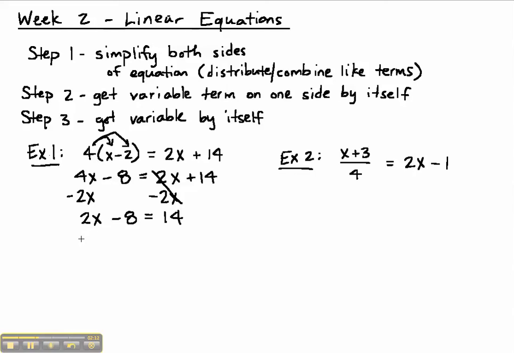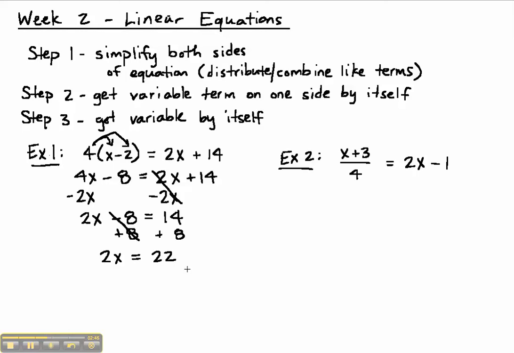And I'm still in step 2. I still need to get the 2x on one side by itself. I've gotten it on one side. Now I need to get it by itself. So I need to get rid of the subtracting 8. And I said we do the opposite of whatever is being done to the variable term. It's being subtracted by 8, so we want to add 8 to both sides. And by adding 8, we're adding the inverse, so that cancels out the 8, leaving us with 2x equals 22.